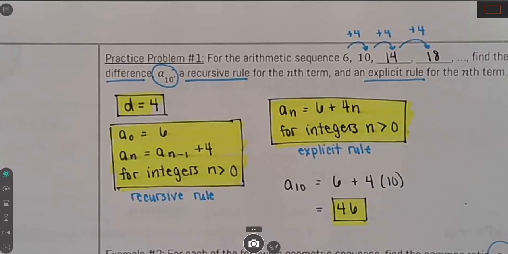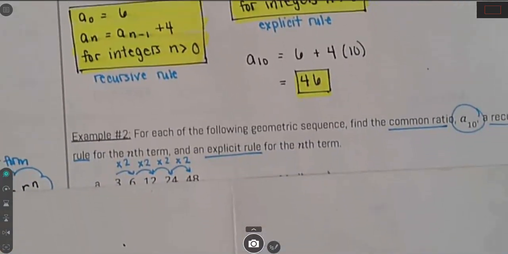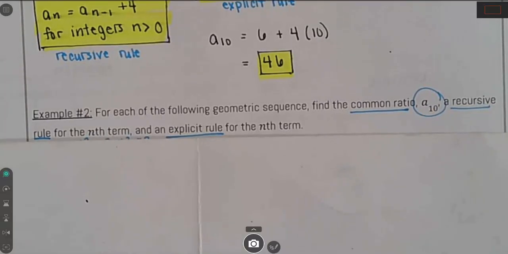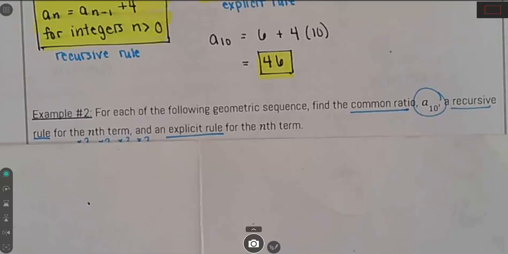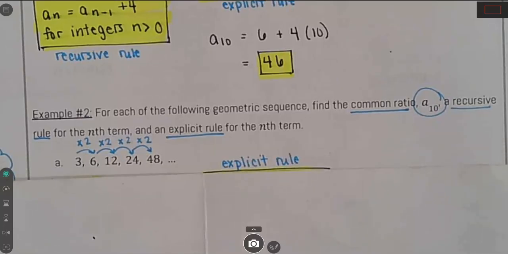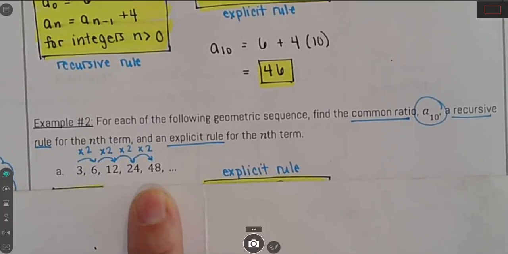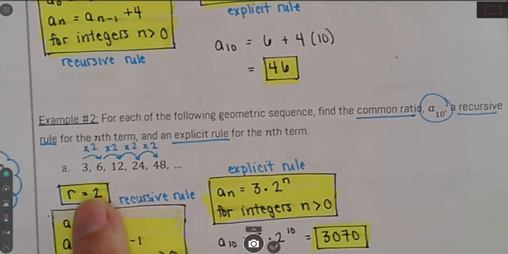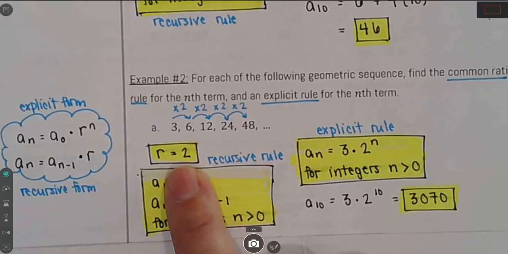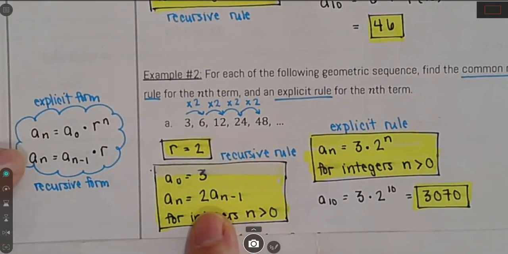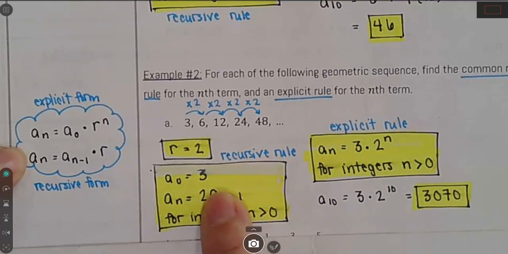All right, let's take a look at some geometric sequences. For each of the following geometric sequences, find the common ratio, a sub 10, a recursive rule for the nth term, and an explicit rule for the nth term. All right, so for A, we are clearly multiplying by 2 each time. So that means the common ratio is 2. I'm going to be using these two rules again. I'm going to find the recursive rule first.